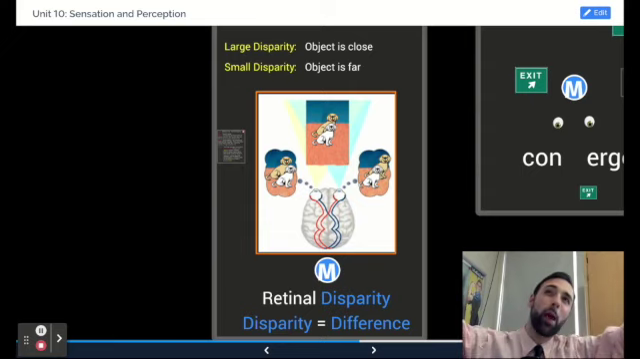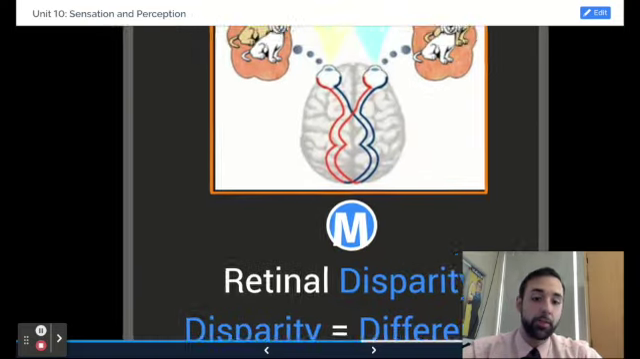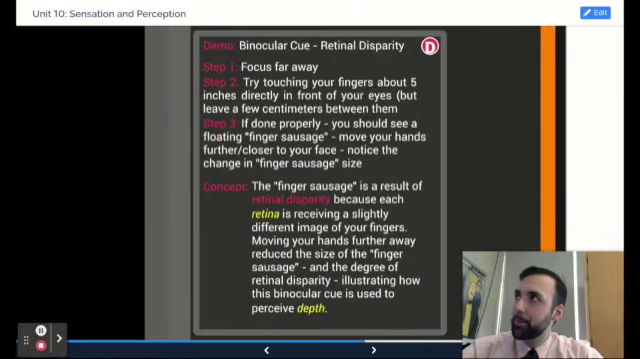If the object's really far away, you're basically going to get the same image for each retina, and as a result, your brain can interpret that the object is, in fact, really far away. A little bit of an interesting mnemonic here, or demo rather.